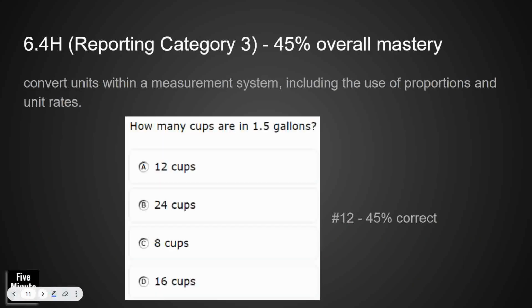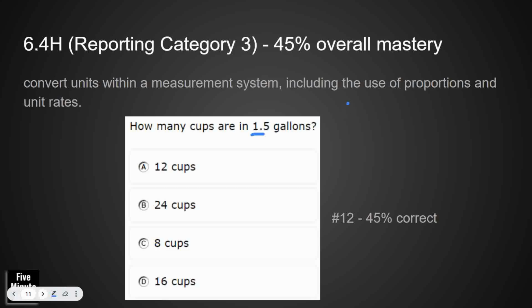Next, we're looking at 6.4H. This is reporting category 3. We had 45% overall mastery, one item, and we just had to convert gallons to cups. Now, the biggest challenge here was probably that initially we started with a decimal.